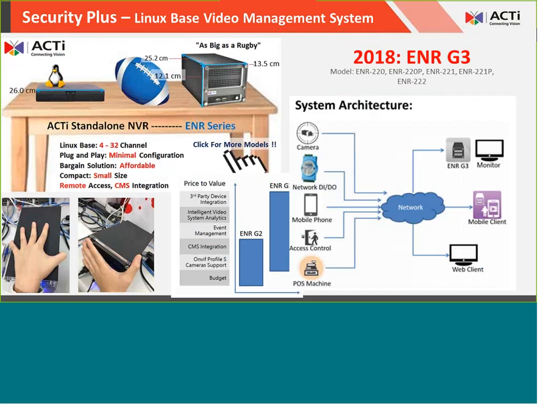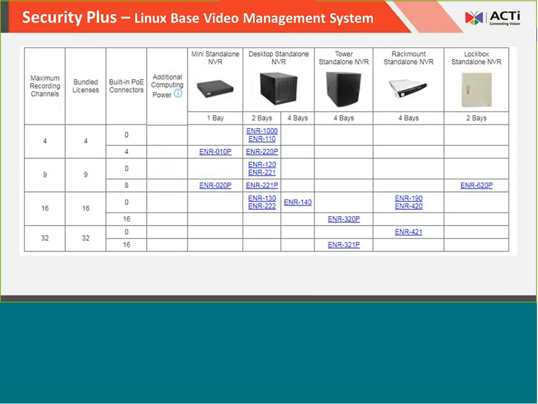So these are more convenient. I would like to give an overview of the ENR G3 product. You can see from here, the model names ENR 1110 or 120 are the old generation 2. But the ENR 220 or 221 are the ENR generation 3. You also have options for built-in PoE ports. And then there's one special thing, which is the lock. These two tower standalone NVR models come with the lock.